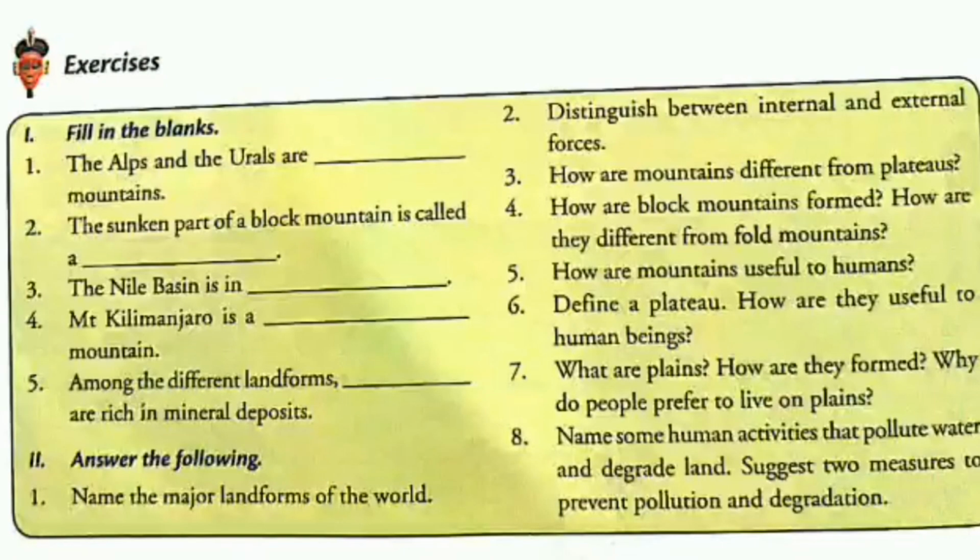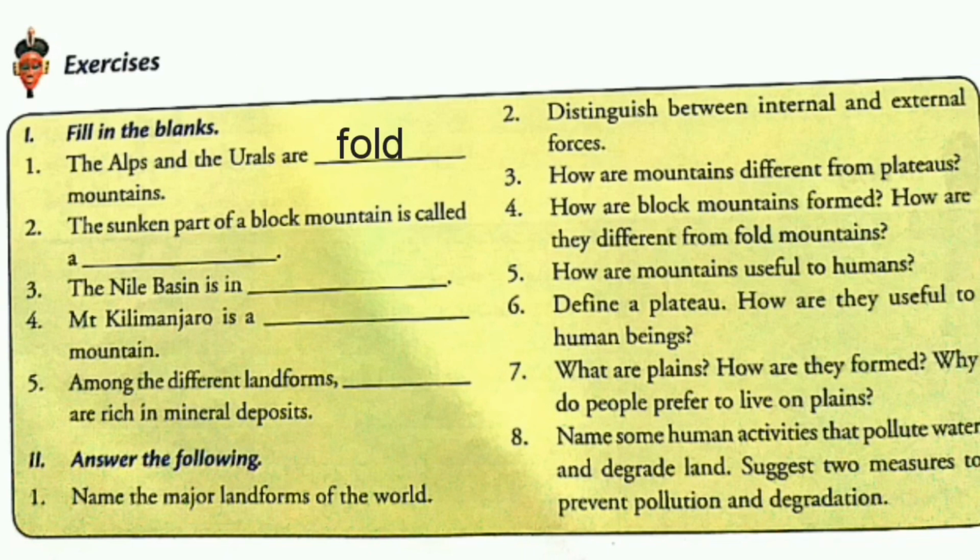So in the exercises, first of all, there are fill in the blanks. First one is the Alps and the Urals are dash mountains. So the Alps and the Urals are fold mountains. Next, the sunken part of a block mountain is called a dash. So the sunken part of a block mountain is called a graben. Next, the Nile basin is in dash. So the Nile basin is in Egypt. Next, Mount Kilimanjaro is a dash mountain. It is a volcanic mountain. Next, among the different landforms, dash are rich in mineral deposits. So plateaus are rich in mineral deposits.